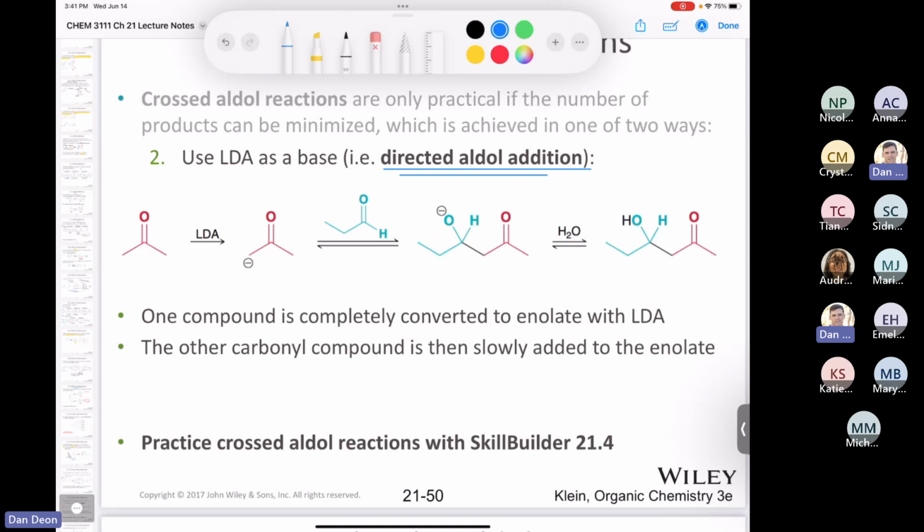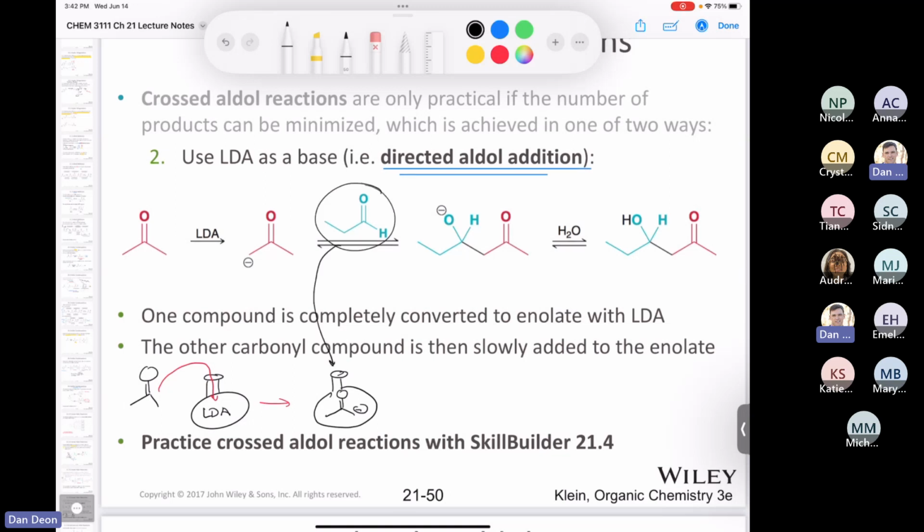What you would do is take your ketone, let's say you had acetone here, and add the ketone to a flask with LDA in it. So you have a flask stirring with LDA in it, and you would add the ketone to the LDA. As soon as the ketone hits the LDA, it's going to deprotonate it, and then you end up with a solution of the enolate. So you end up with a solution of this here, what is shown in red there. And then what happens is you're going to take this ketone and you're going to put it in here.